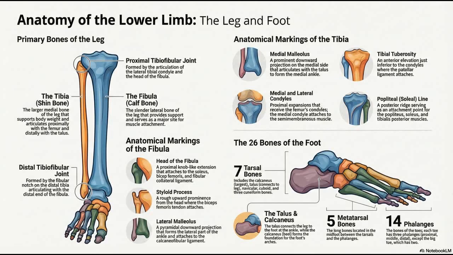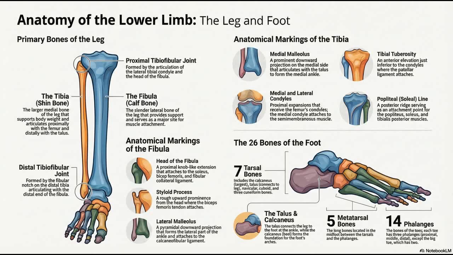Which brings us perfectly to the partner in this operation, the fibula, the lateral stabilizer. The fibula. As we noted, it is much slimmer. But let's clarify something structurally. The fibula does not articulate with the femur. Wait, really? It doesn't touch the knee joint? No, it stops just short. It connects to the side of the tibia, but it is excluded from the main weight-bearing hinge of the knee.